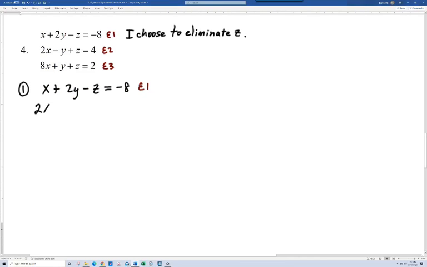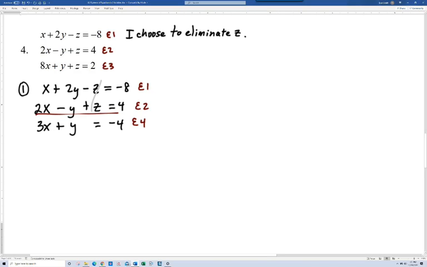So there's equation 1 and equation 2. And when I add those together, x and 2x is 3x. 2y minus y is a 1y. And the z's cancel, and we get negative 4 on the right side. Negative 8 plus 4. So we'll call this equation 4.